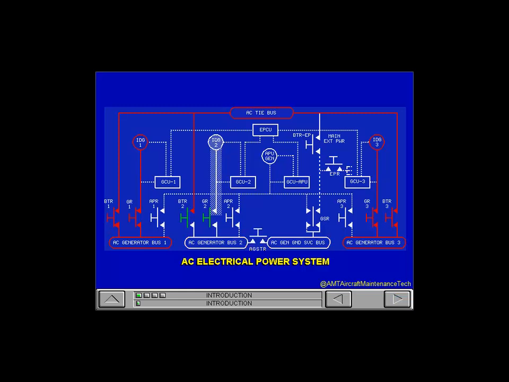If there is a fault on the AC generator bus, the bus tie relay automatically opens to give the electrical system protection. This procedure isolates the defective bus from the remaining system. Also, the generator relay and the generator control relay open to isolate the generator from the defective bus.